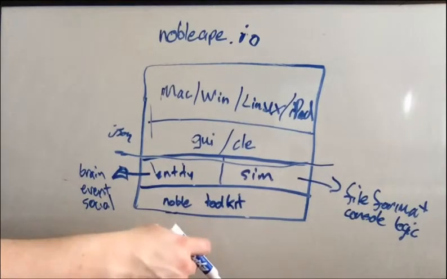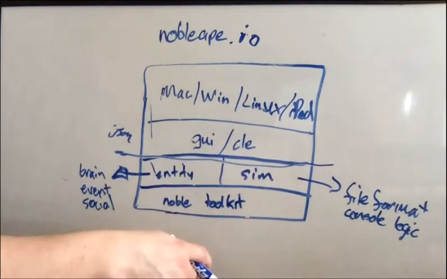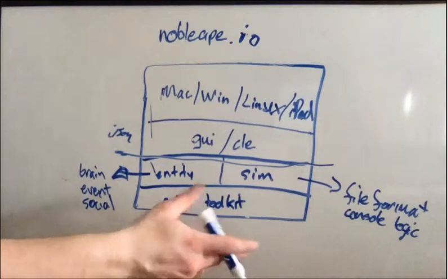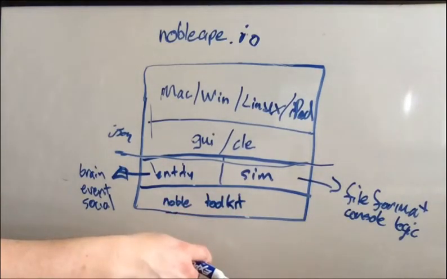Anyway, this is Noble Ape IO. It's the fastest possible way that I have had to describe it, having had maybe half a dozen failed videos. So I hope you enjoy this.